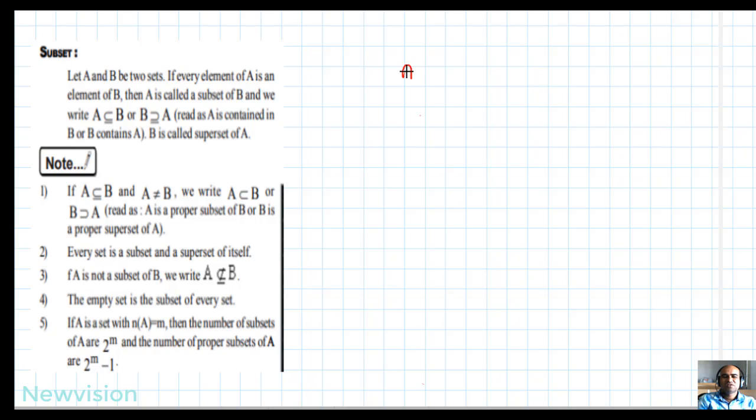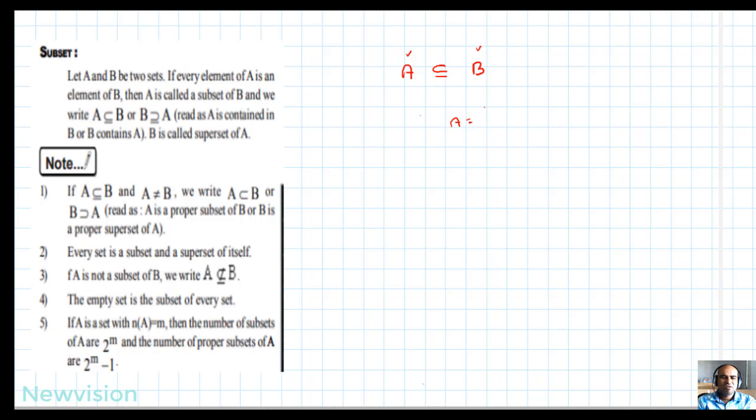Once again, listen. A and B are two sets. Every element of A is in B, then A is said to be a subset of B, or B is called a superset of A. A is a subset of B, then B is called a superset of A. One thing. Next, nowadays proper subsets are also treated as subsets only.